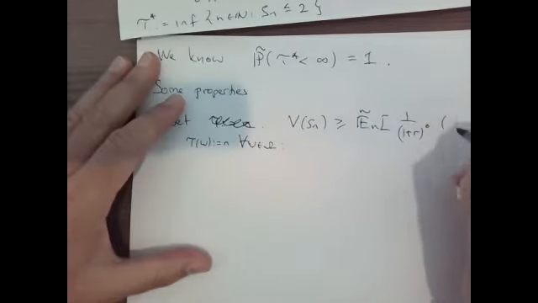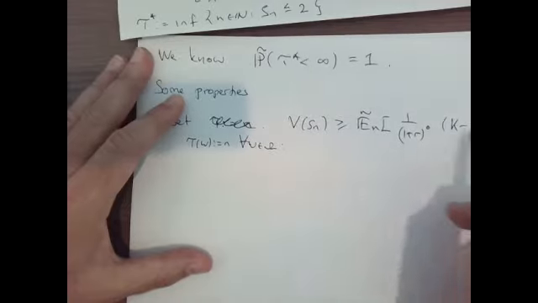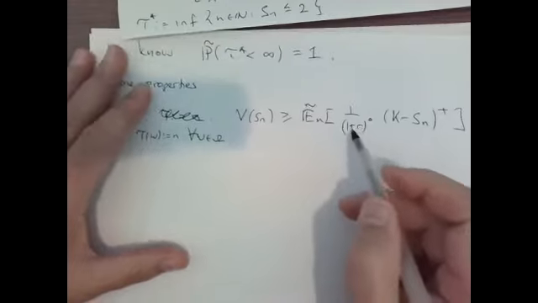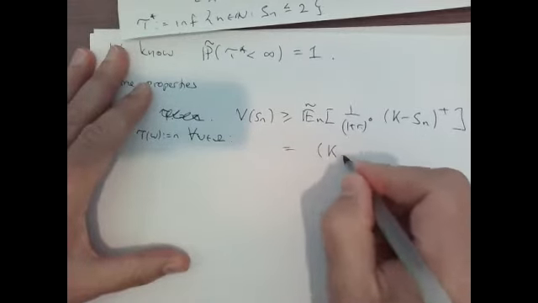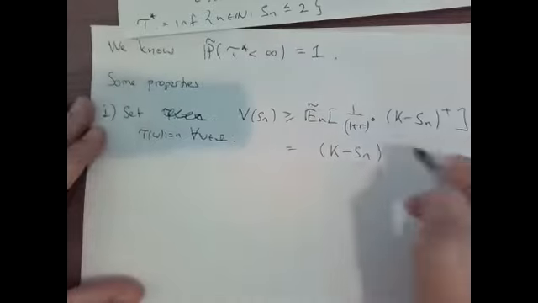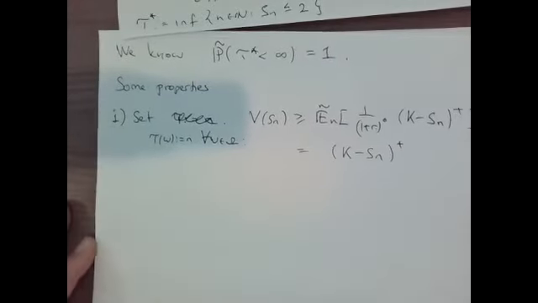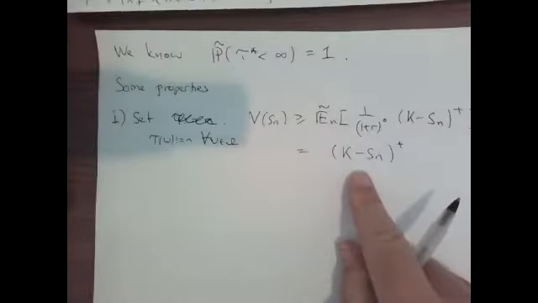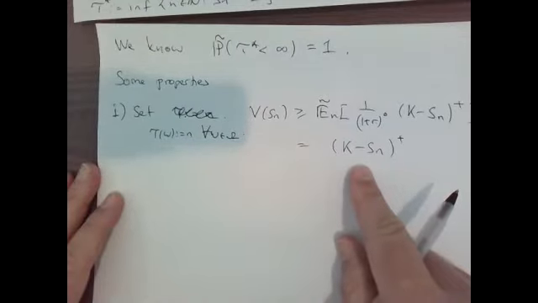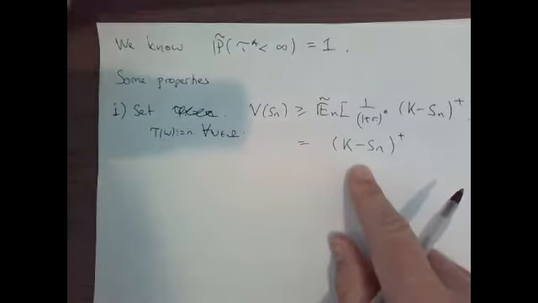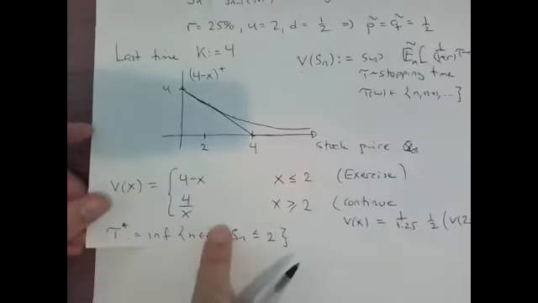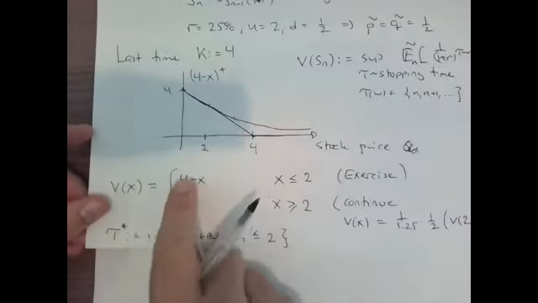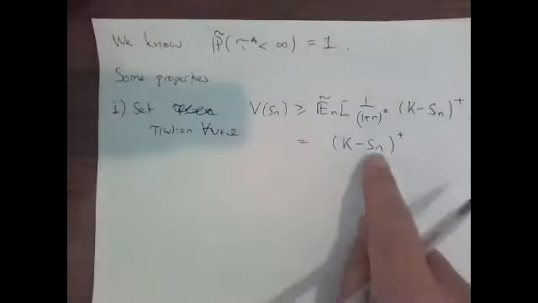I'll get k minus Sn positive part, right? And everything here is measurable. This is equal to 1. I'll end up with k minus Sn positive part. So that's the first property we derive. For my value function over here, it has to be the case that it's bigger than the hockey stick. Okay, so let's have a look. Is this true for the function I have here? And the answer is yes. This function here indeed satisfies this property.